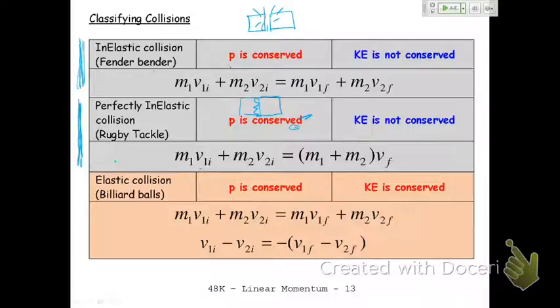And these two should be contrasted with... An example of the perfectly inelastic collision could be a rugby tackle, or I guess in American football, are you allowed to grab hold of a player and pull them to the ground?